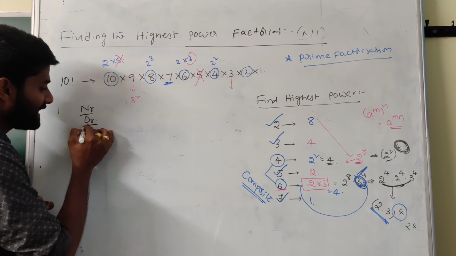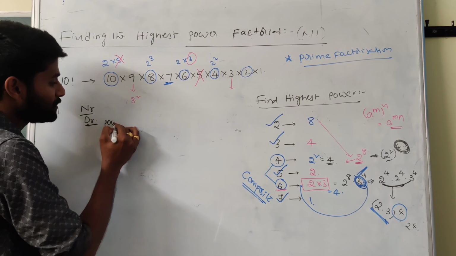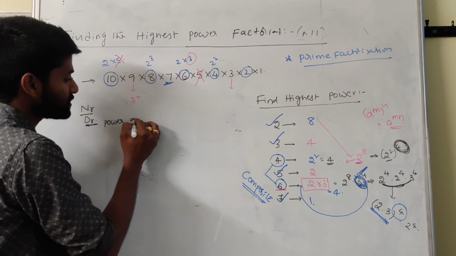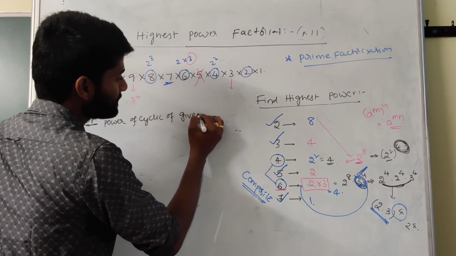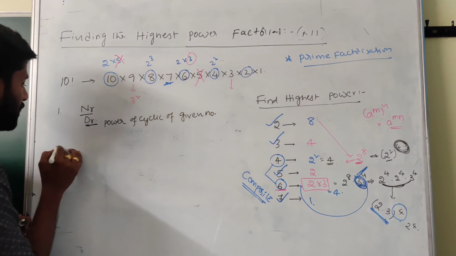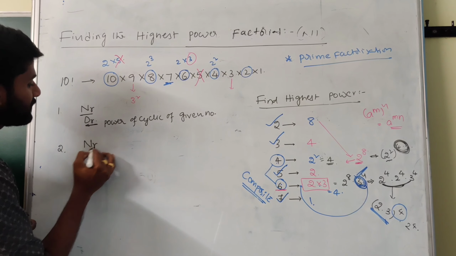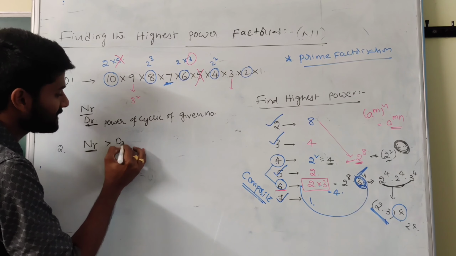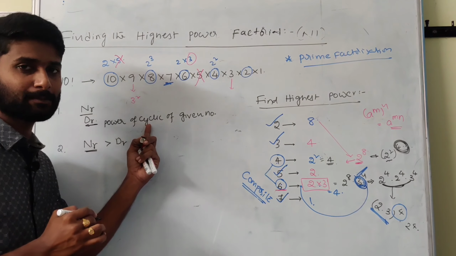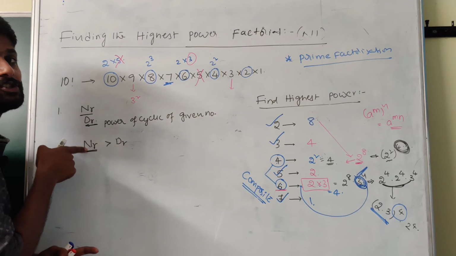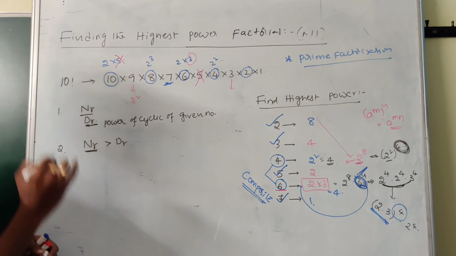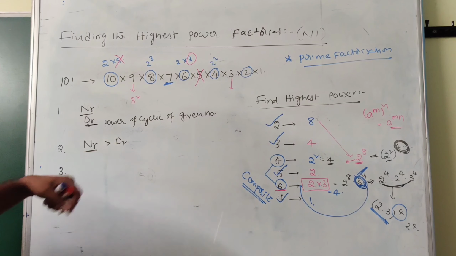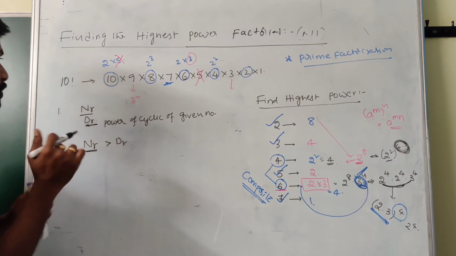The denominator can be indicated as power values, power values of the cyclic of the given number. I will explain. Again, point number 2: you always check that the numerator is greater than the denominator. If you consider it as a cyclic power value, check that the numerator is always the greater value. And information 3: the numerator is always greater than the denominator. Just see, these two are important.